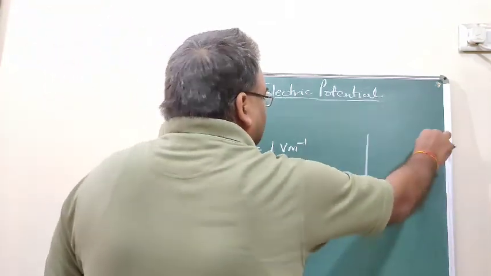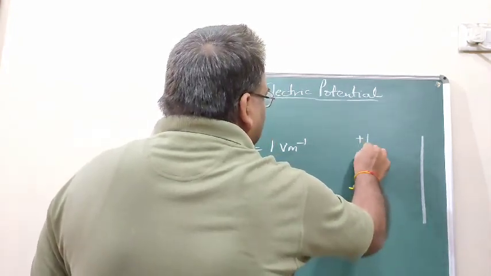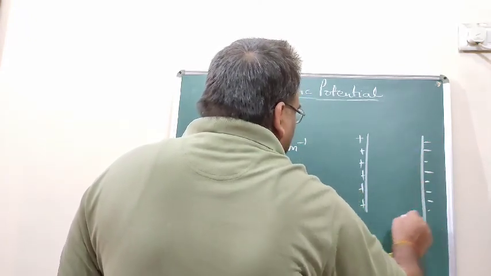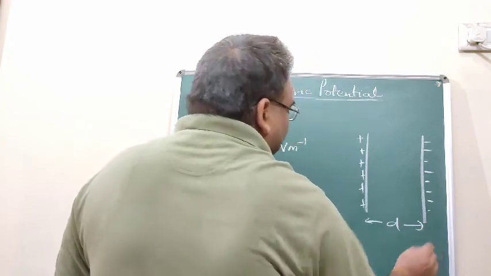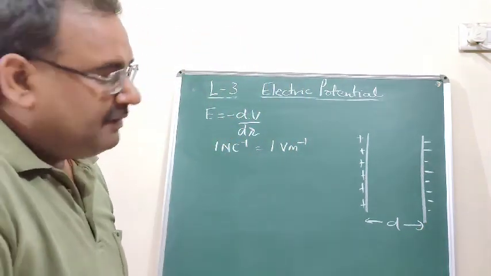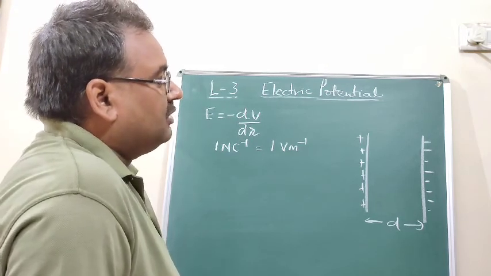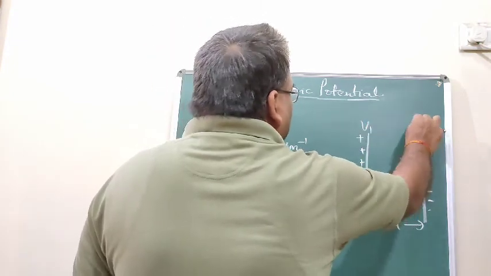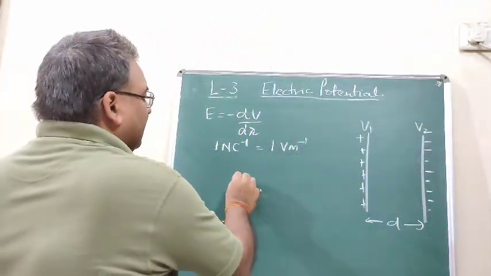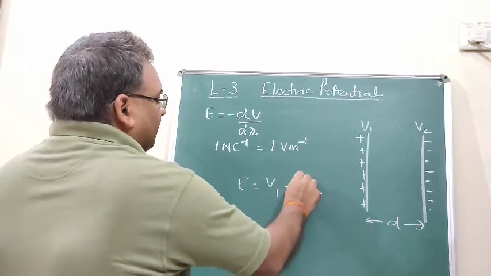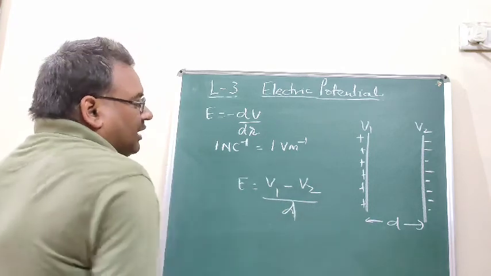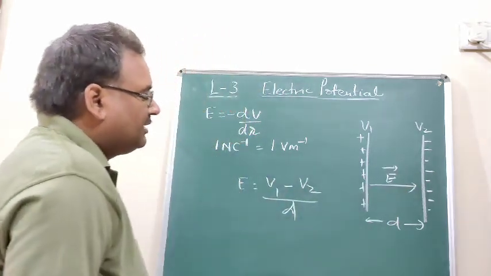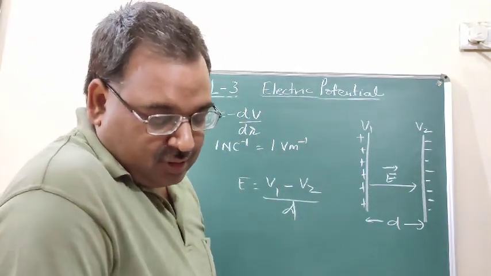Then we can have two metallic plates, having a positive charge on one plate and a negative charge on the other plate, separated by the distance d. Let the potentials be V1 and V2. The electric field between the two plates, in the direction from positive to negative, is given by the formula V1 minus V2 upon d.